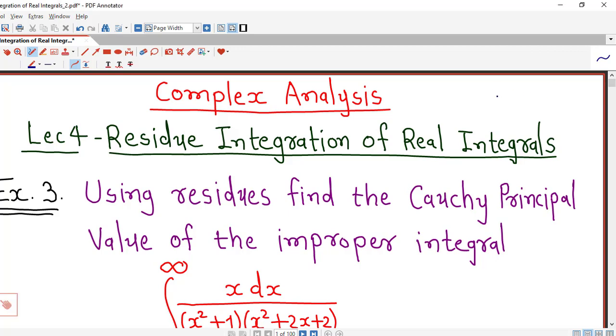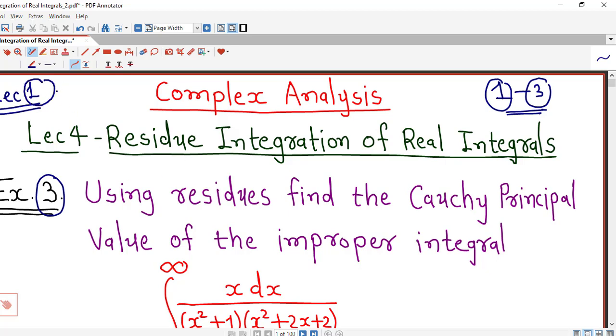In lecture number 1 to 3, we have discussed the method of evaluating these real integrals by Cauchy's residue theorem, and we have discussed two examples on how to evaluate improper integrals using the residue theorem. Today also we are going to discuss one more example on the same method. For the method of real integration of real integrals, I suggest you watch lecture number 1 if you have not watched the previous lectures.